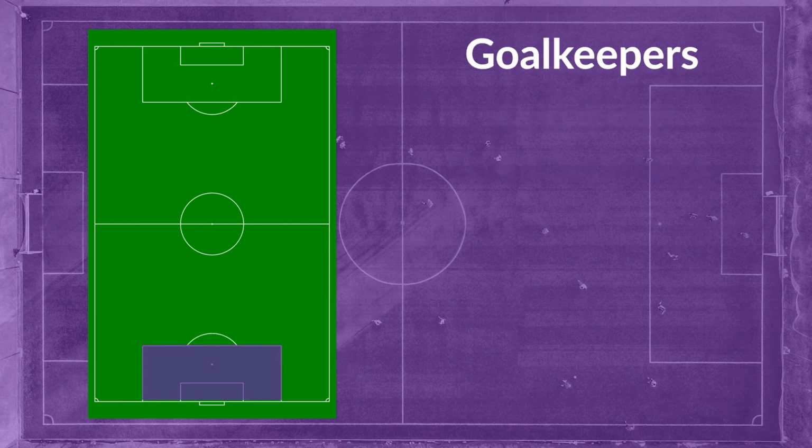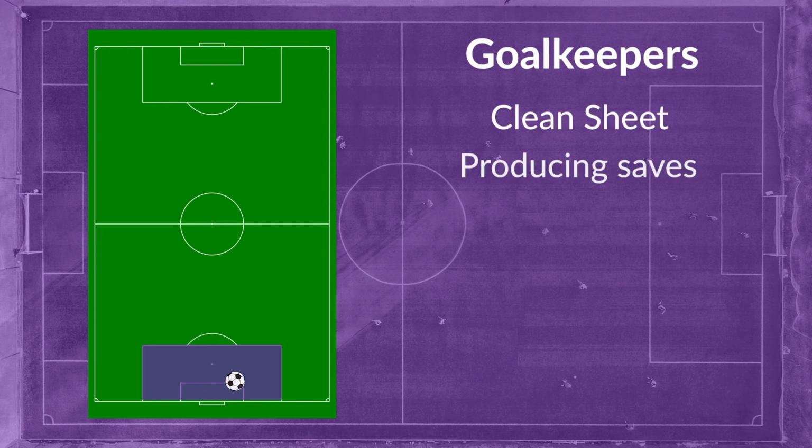Goalkeepers. With goalkeepers, their main way of scoring points comes from keeping a clean sheet and producing saves. When choosing goalkeepers, players from mid to low table teams can be interesting, as they are likely to produce more saves in a game. However, beware, because the chances of them keeping a clean sheet are also lower.